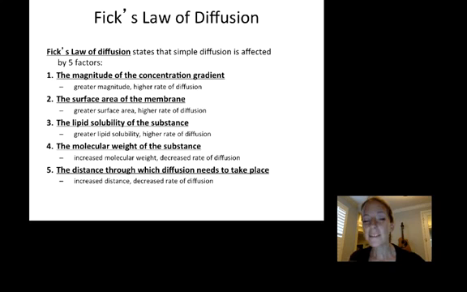So the best diffusion will be a thin membrane, a small molecule, a very lipid-soluble molecule, a lot of surface area with a high concentration gradient. That will be the fastest and best simple diffusion.